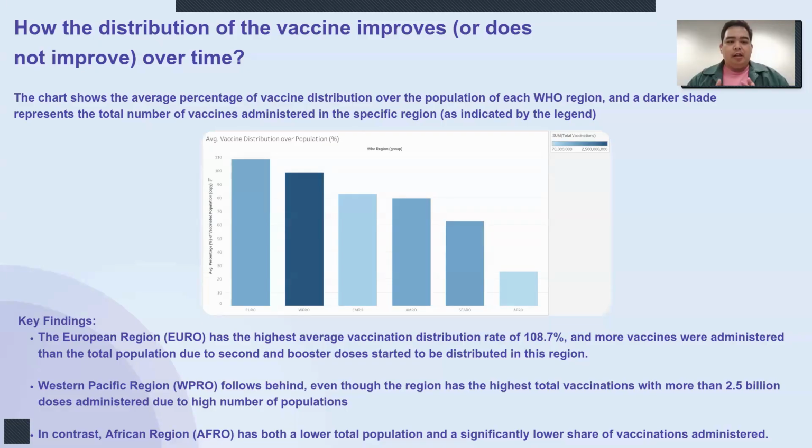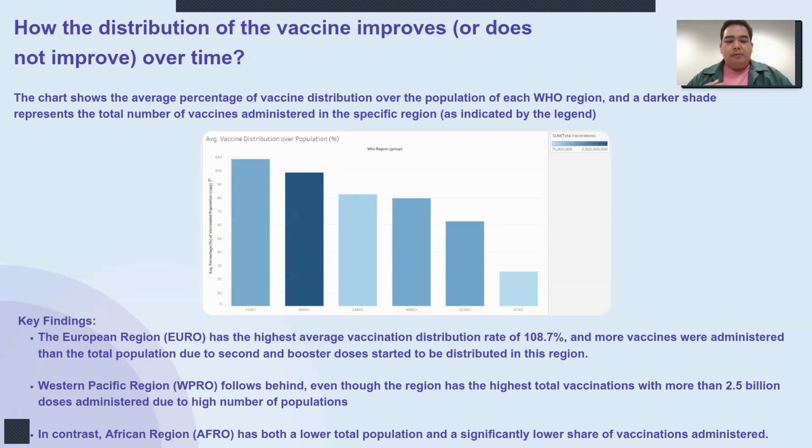Thank you, Sophie. Now let's talk about vaccine distributions. This chart below shows the average percentage of vaccine distribution over the population of each WHO region as of September 2021. The darker shade represents the total number of vaccines administered in the specific region, as indicated by the legend. The key finding from this chart is that the European region has the highest average vaccination distribution rate with over 100%, and more vaccines were administered than the total population because second and booster doses started to be distributed in this region.